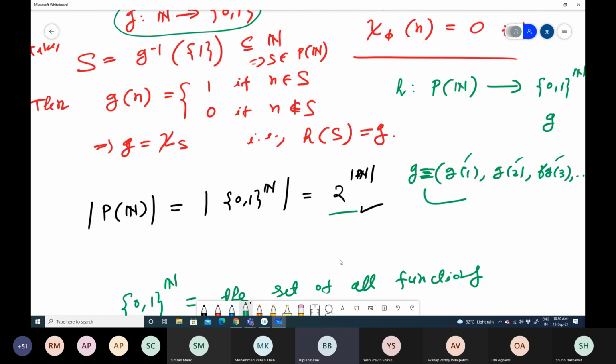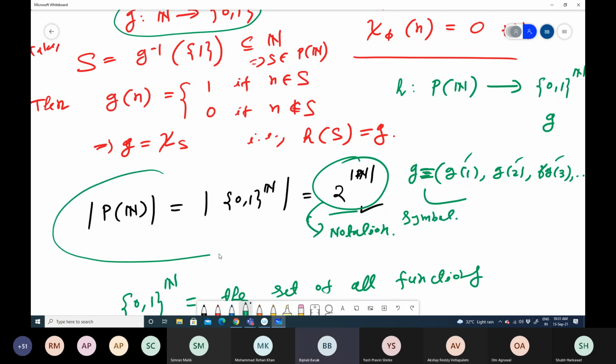And this is just a notation. There is no meaning of this because that is infinity. What is 2 to the power infinity? That is again infinity. So we are not saying anything; this is just a notation. There is no mathematical meaning of this one. This is just a symbol. Okay, we are actually trying to prove this one.